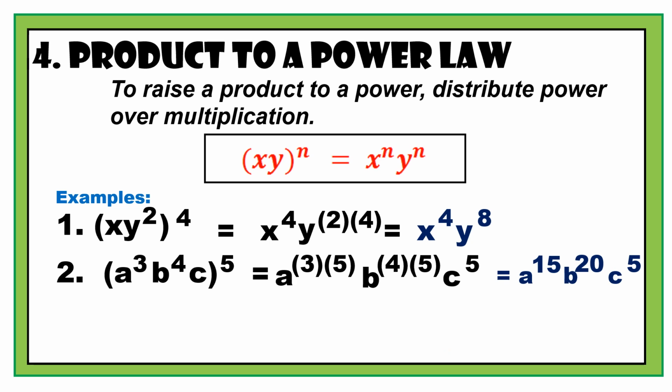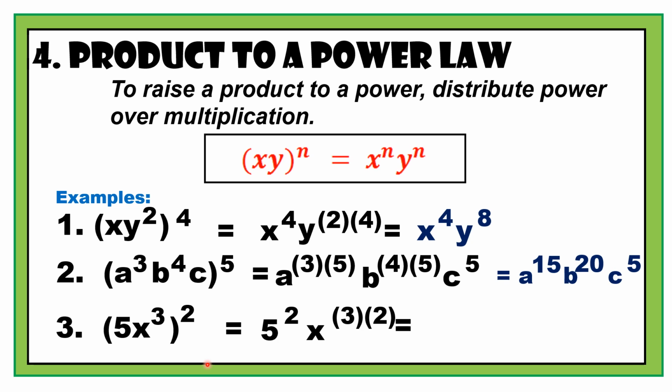Example number 3. So, 2 ang exponent natin. Ibig sabihin, didistribute natin yung 2 sa 5 at sa x. So, we now have 5 squared, x raised to 3 times 2. So, simplify natin. 5 squared, ibig sabihin 5 times 5, and that is equal to 25. Tapos, we have the x. 3 times 2 is 6. So, final answer is 25x raised to the 6th power.